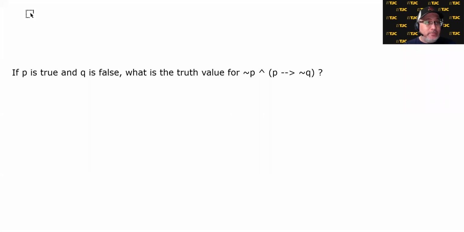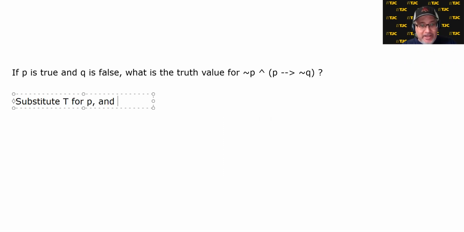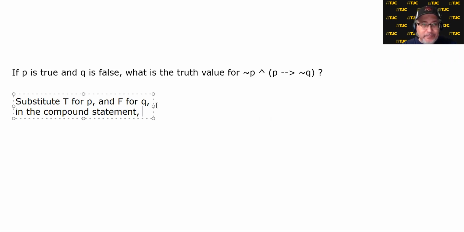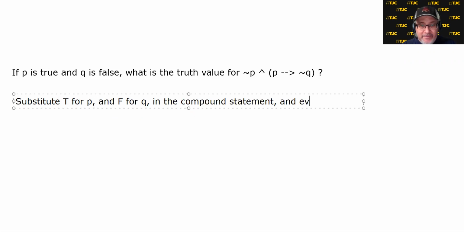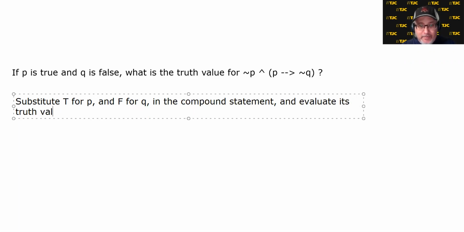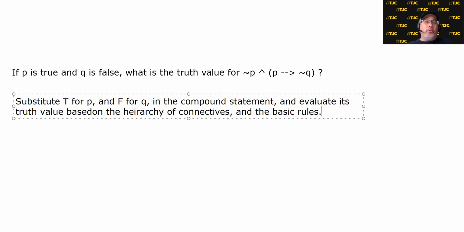We're going to substitute T for P and F for Q in the compound statement and evaluate its truth value based on the hierarchy of connectives and the basic rules. Now, at this point forward, whenever I say the basic rules, I mean the rules for negation, conjunction, disjunction, conditional, and biconditional. I'm not going to write them all, but I'll remind you what they are.